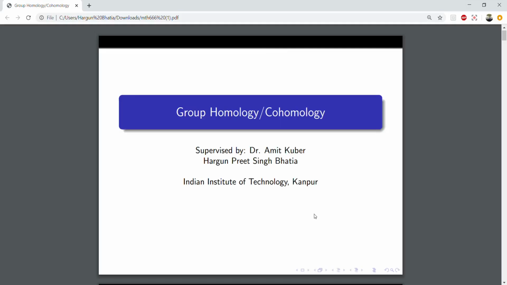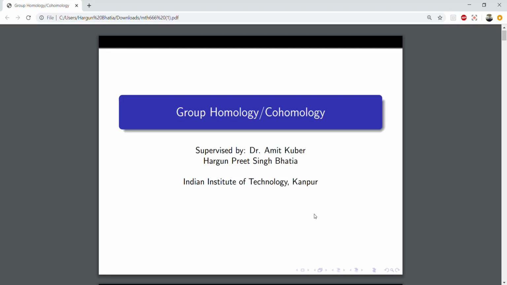Okay, so today we're going to talk about group homology and cohomology. Since this is the last lecture in the series of lectures on homological algebra, I'm going to assume everything that has been done so far. In particular, I assume basic definitions and properties of abelian categories, chain complexes, derived functors, delta functors, Tor, Ext, etc.